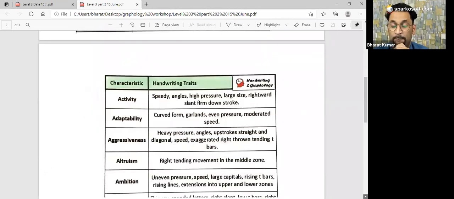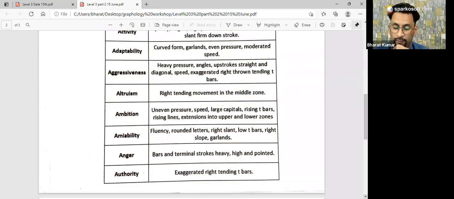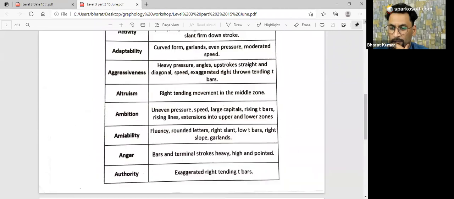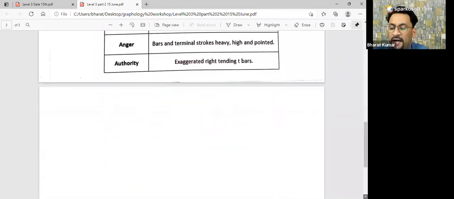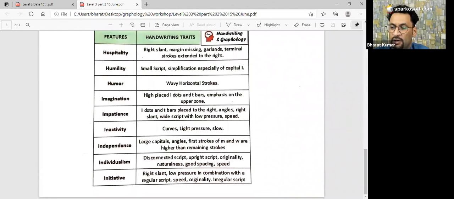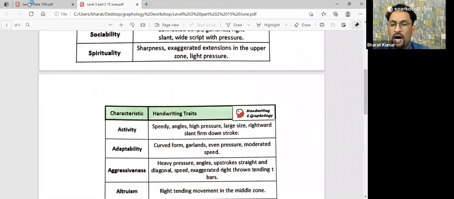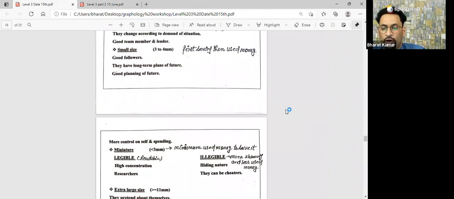Pressure means stress. Pressure is stress, strict nature, rigid behavior, highly rule bounded, or radical in nature. I have given slant properties here, you can check. Pressure and slant you can use here to find out different properties. All these tables I'm going to circulate today so that you can find out all possible traits present in any handwriting. It will be good for all of you to use.